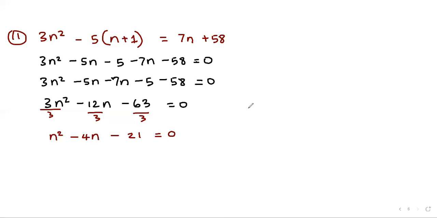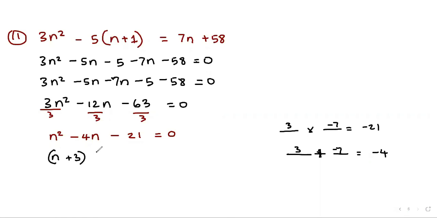And so now you get two numbers that multiply to negative 21, but add to negative 4. What numbers are those? Positive 3 and negative 7. Very good. Because 3 times negative 7, we are getting negative 21. But if we get 3 plus negative 7, it will give us negative 4. That's very good. So we are getting n plus 3 into n minus 7 equals 0.